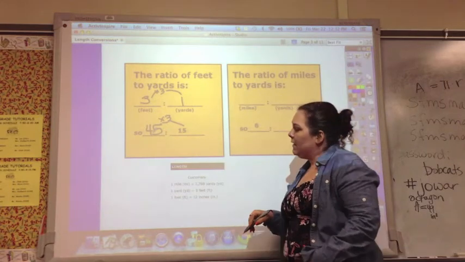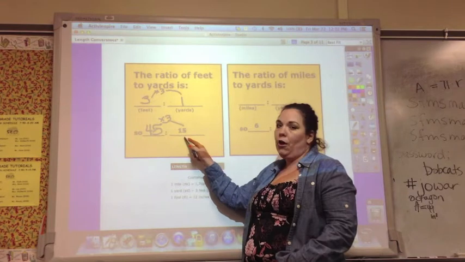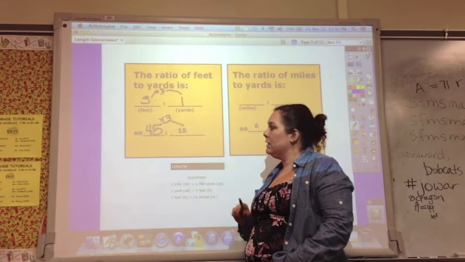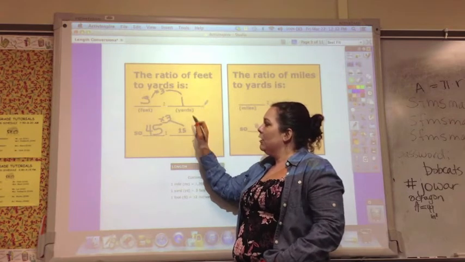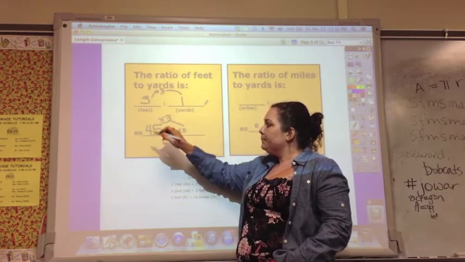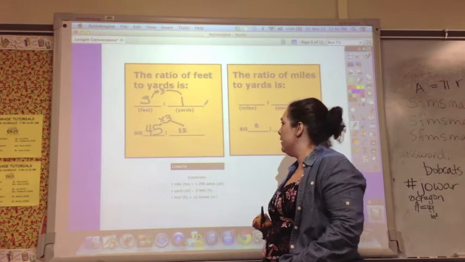And let's see if that makes sense. I'm going to have more feet with fewer yards. So that makes sense. And that relationship, if I'm going from here to here, it's divide by 3. But since I had this information, it has to be multiplied by 3.